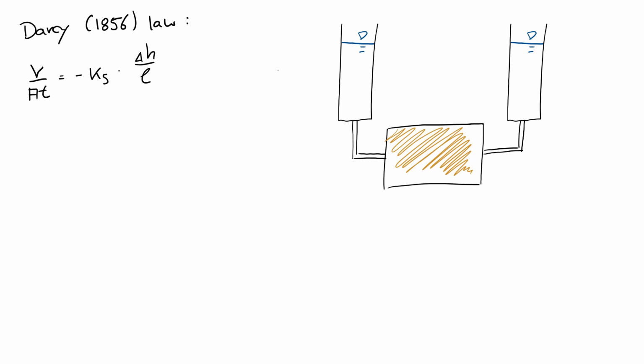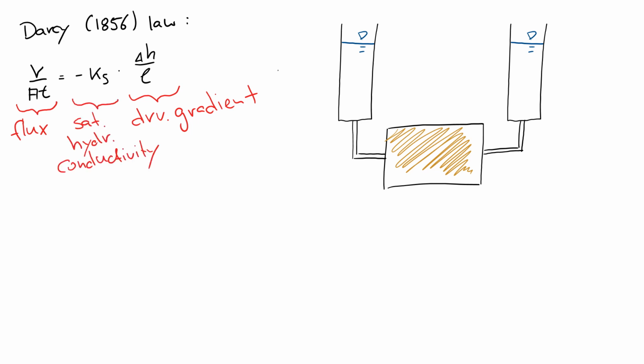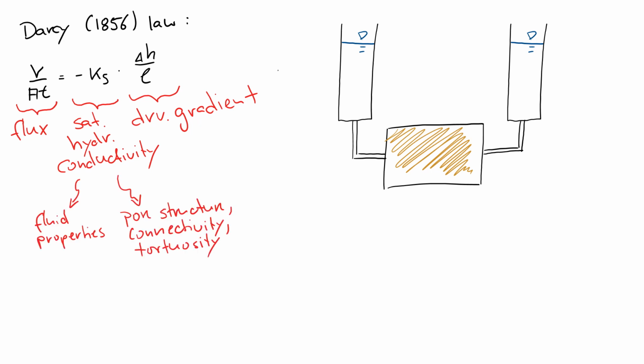So the Darcy law relates a flux to a driving gradient. And to complete the equal sign, one needs to have a factor of proportionality, which is what the saturated hydraulic conductivity is. And the saturated hydraulic conductivity incorporates fluid properties, such as viscosity and density, as well as features of the pore system, such as pore structure, connectivity, and tortuosity all in one.